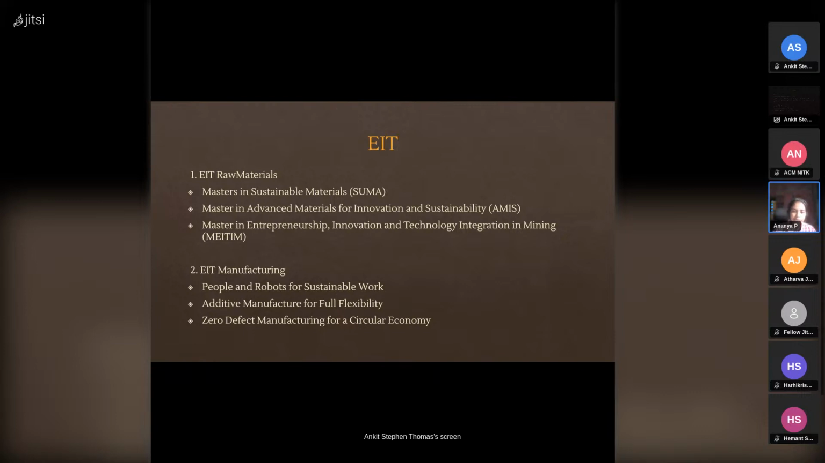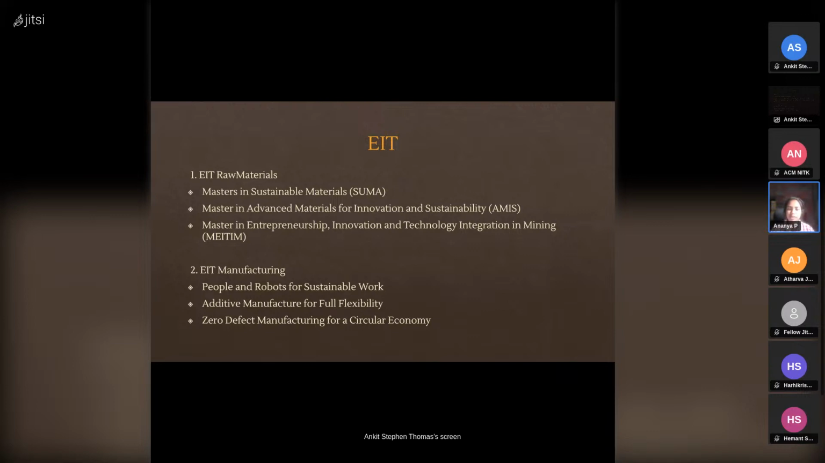Examples of some of the courses that they have are Masters in Sustainable Materials, Advanced Materials for Innovation and Sustainability, or Entrepreneurship, Innovation and Technology in Mining Engineering. And for those from mechanical, they have another committee known as EIT Manufacturing. There we have People and Robots for Sustainable Work, Additive Manufacturing, Zero Defect Manufacturing. These are very interesting courses which I did not find in any other regular universities.